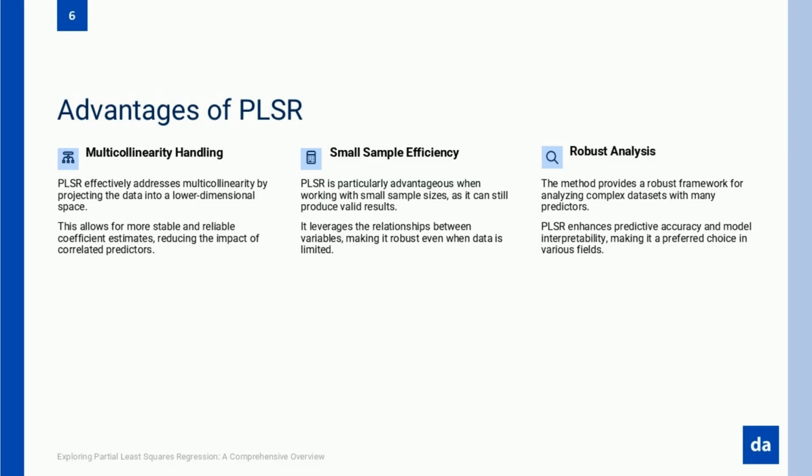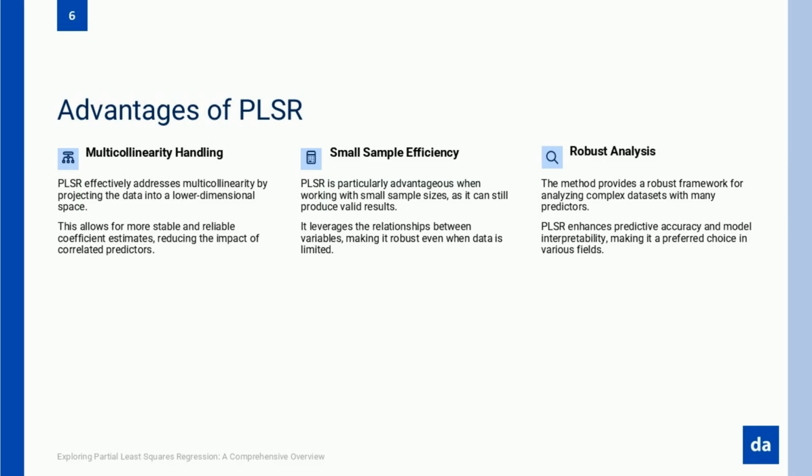First off, it handles multicollinearity like a pro. Regular regression models panic when predictor variables are highly correlated, throwing errors and making your coefficients unreliable. PLSR doesn't just deal with multicollinearity, it embraces it, using projections to reduce complexity while still keeping the most important information. It's like turning a cluttered desk into an organized workspace without throwing anything important away.